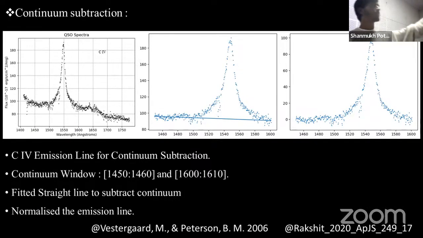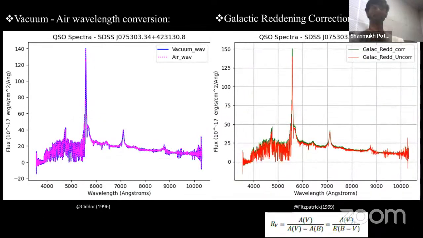So I've selected this part of the emission line in the spectrum, and then I have chosen a continuum window, to which I have fitted a polynomial, and I have normalized it such that the whole emission line comes to the origin, so that I can eventually find the full width at half maximum of the emission line. I'll come to why I'm doing that. So why do I have to do the continuum subtraction? What is a continuum?